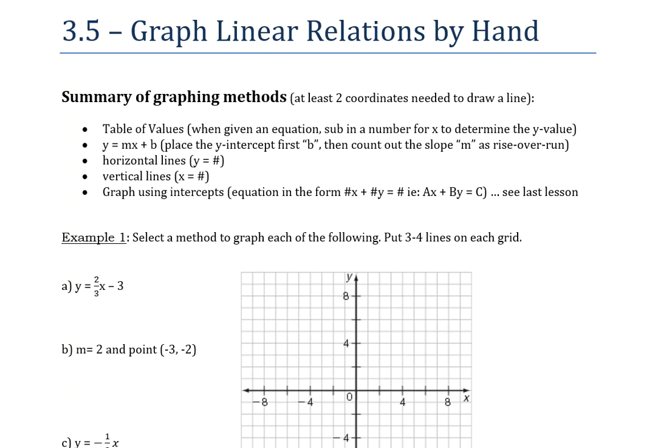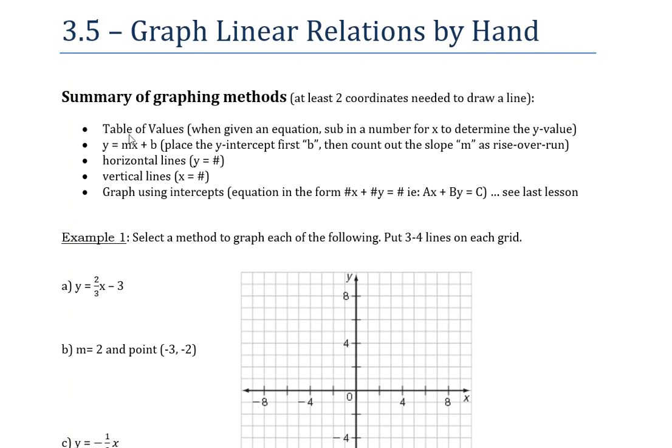Hi everyone. In this lesson we're going to summarize all of the different ways of graphing linear relations by hand. So here is a summary of the different kinds of strategies that we have. Remember, you have to have two coordinates at least to draw a line, meaning you need to put 2 points on and then you draw the line between them.